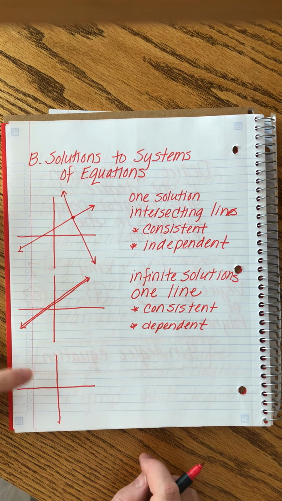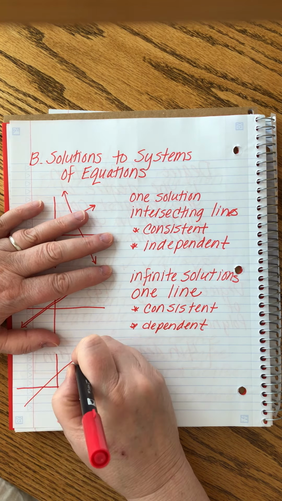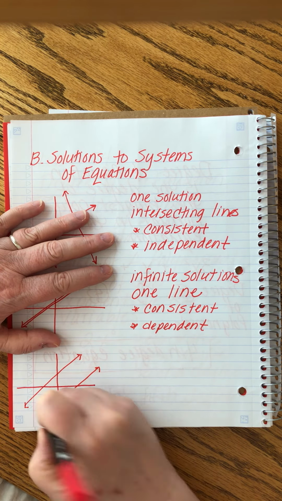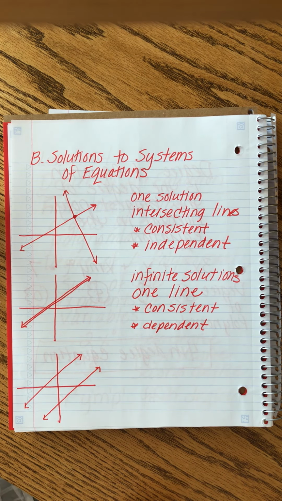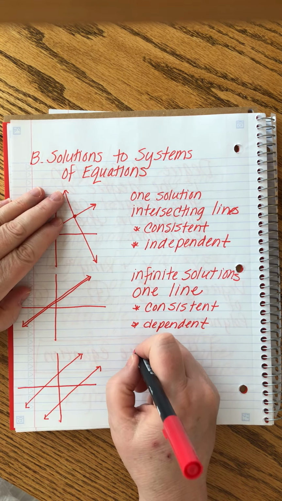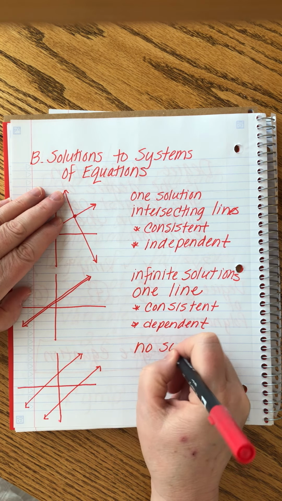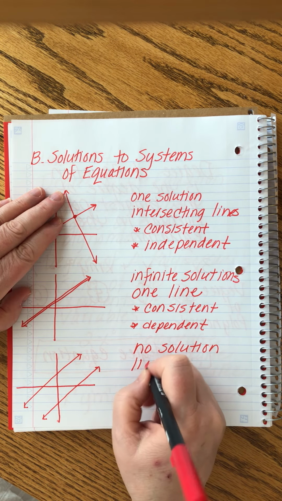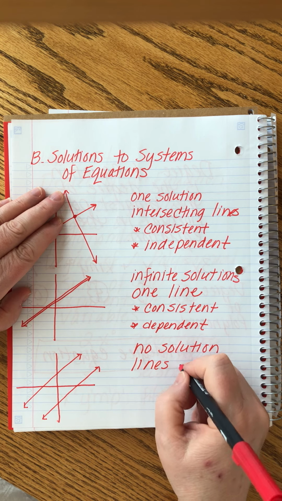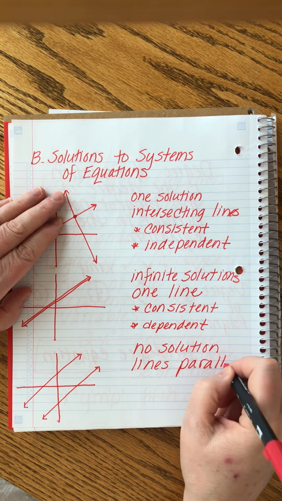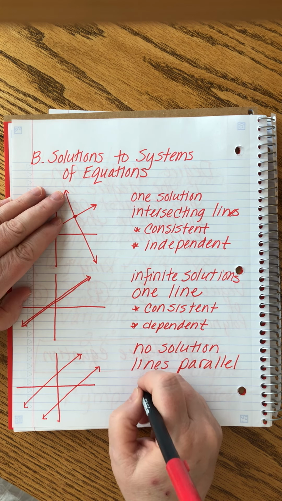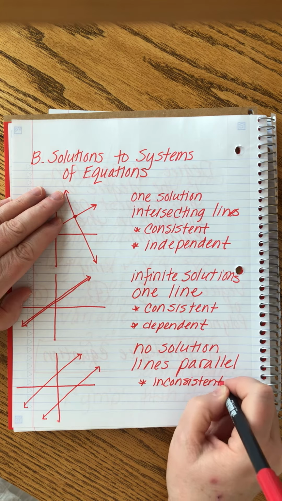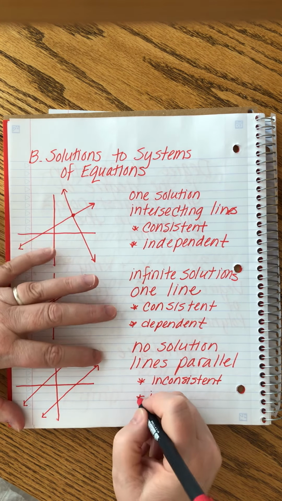The third kind of solution you can get is what I like to call the railroad tracks. And in these, there's no solution because the lines are parallel. And we call this inconsistent and independent.